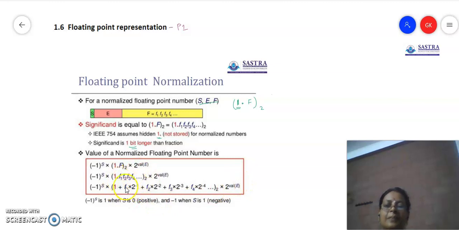So this completes the discussion of floating point number representation, and we will further continue with some more examples of how to handle floating point numbers. The significand is nothing but this f, and this e is otherwise referred to as the exponent.